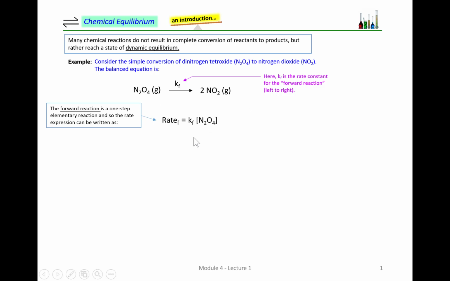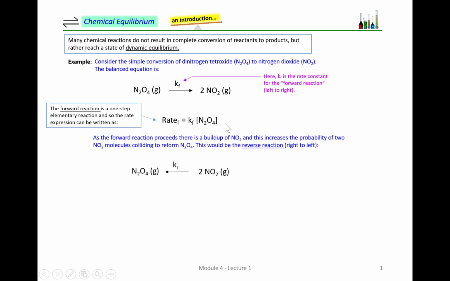Now, the forward reaction is actually known to be a one-step elementary reaction, and so the rate expression can be written as rate of the forward reaction equals the rate constant times the N2O4 concentration to the first power, because the coefficient in front of N2O4 is 1. Now remember from a previous chapter or module that we can only write a rate expression directly if we know that this is a one-step reaction, and here we do. So we have the rate expression for the forward reaction going from left to right.